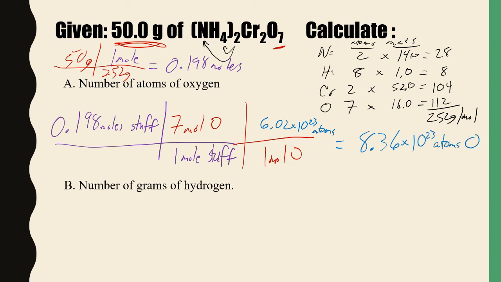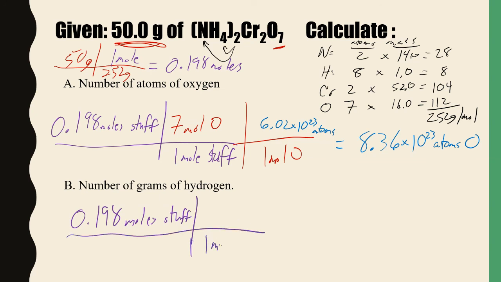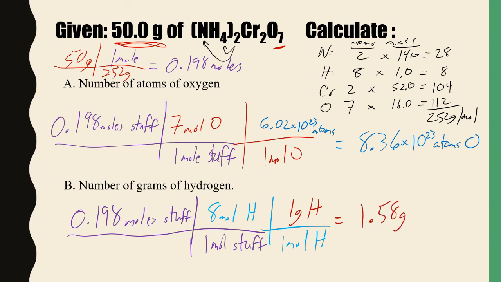All right, so if we're looking for grams of hydrogen, it's good to start again with that moles, 0.198. And then for every 1 mole of stuff, there are 8 moles of hydrogen. And then for every 1 mole of hydrogen, there's 1 gram. So this came from the periodic table. So you multiply those and you get 1.58 grams. So of that 50 grams, only 1.58 grams is hydrogen.